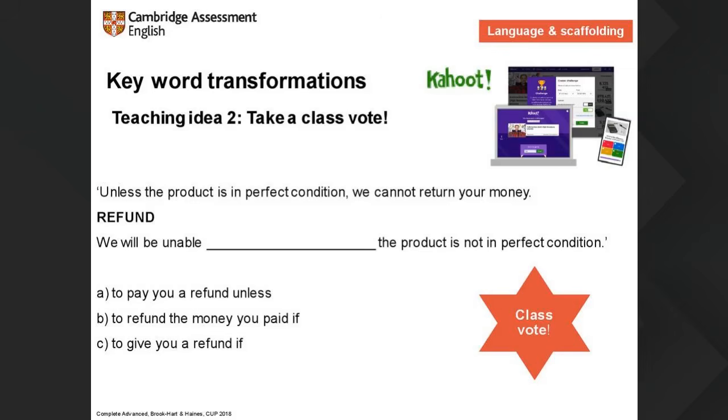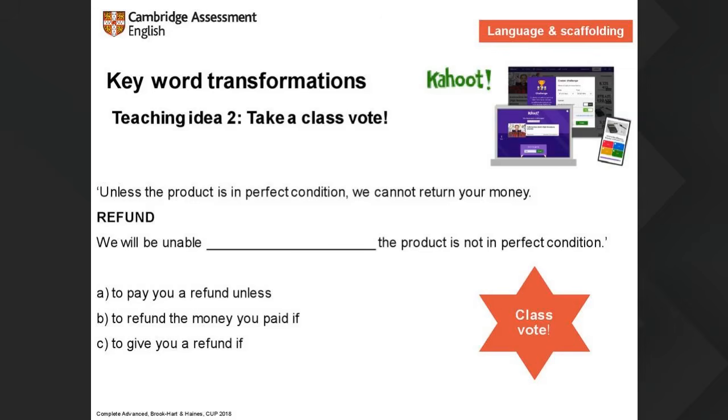Oh, are we going to ask our participants? No, okay. I don't think we have time. So what is the answer, everyone? What is the answer to this? There's a bit of a horrible distractor in here. We'll be able to pay you a refund. Unable to pay a refund unless the product is not in perfect condition. Nope. We'll be unable to refund the money you paid if the product is not in perfect condition.